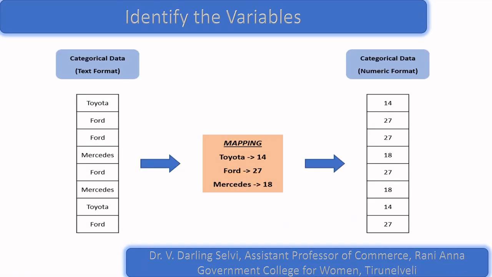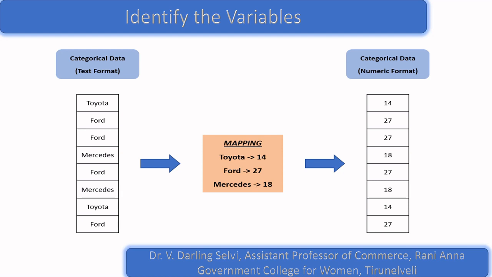So this is the way in which we can convert the categorical data into numerical data. Categorical data is given in the form of text format. With the help of mapping, which is otherwise known as coding, by giving codes to these things, we can convert it into numeric format. Here in this example, Toyota is given 14. So in the place of the word, 14 is given. Okay, can you get the point?